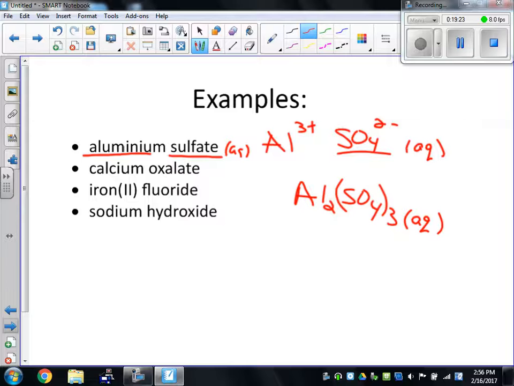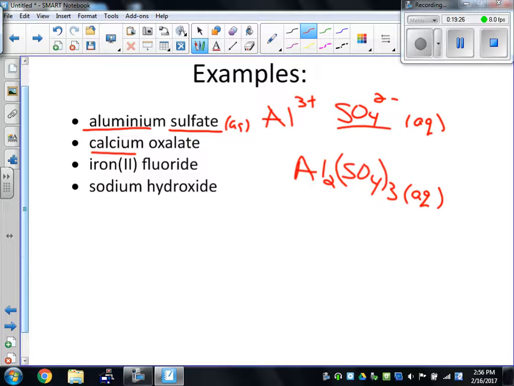Good. Let's do the next one. Calcium oxalate. Calcium is a 2+. Look on the periodic table, it tells you that. It's an ionic compound. Oxalate looks like this. That's in the top left, the polyatomic ion list. Which do you look for first? The negative one. So find this across the top. It's over beside here, the second last one. There's actually two there. Follow me so far?